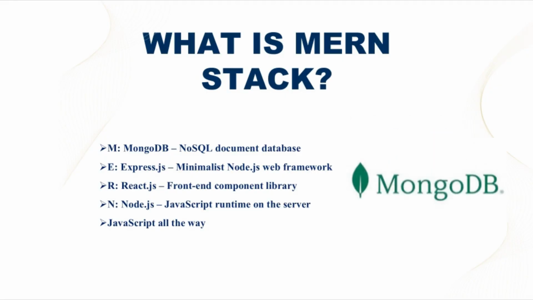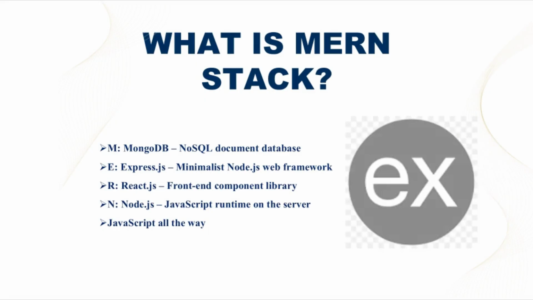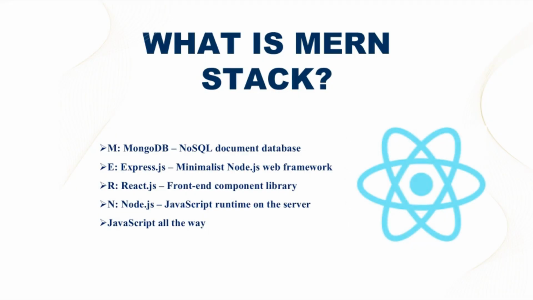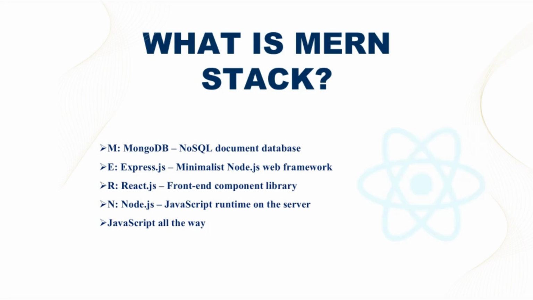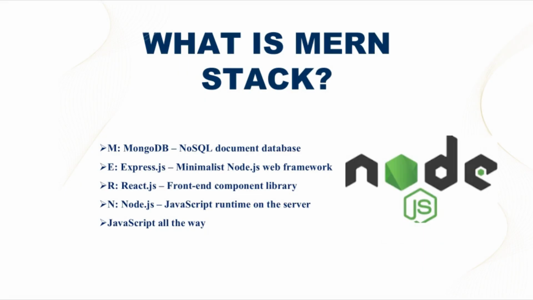MongoDB is a NoSQL document-based database used to store data in a flexible JSON-like format. Express.js is a lightweight web framework that runs on Node.js used to build APIs and handle server-side logic. React.js is a front-end JavaScript library for building dynamic user interfaces using reusable components. Node.js is a JavaScript runtime that allows us to run JavaScript code on the server outside the browser.